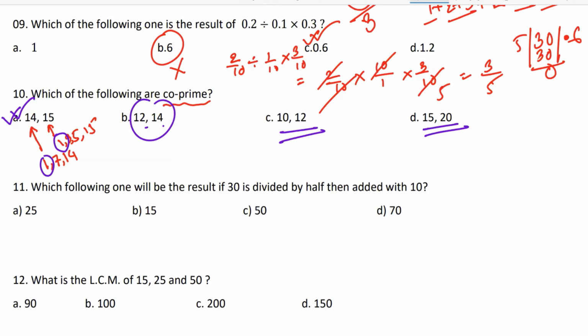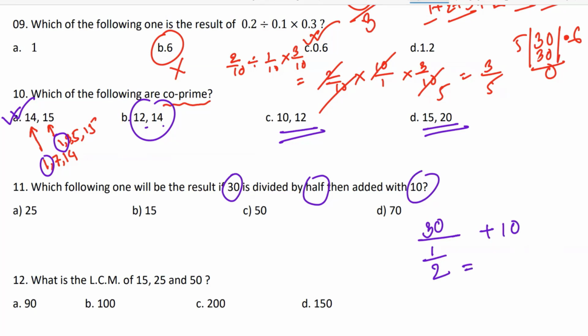Number 11. Which of the following will be the result of this? If 30 is divided by half, then add 10. 30 is divided by half, then added with 10.